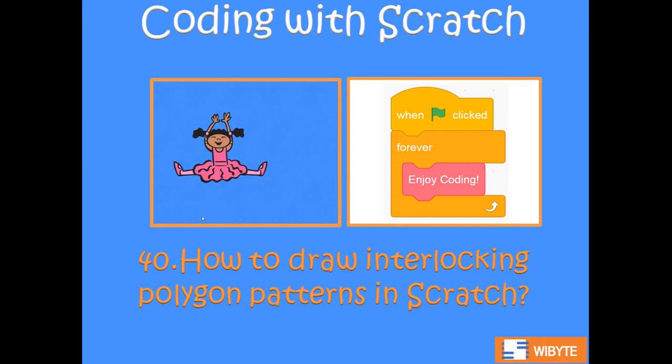From lesson number 36 to lesson number 38, we saw how we can create squares, polygons, circles and so on. And then in lesson number 39, we looked at this thing called the turbo mode. Now we are going to combine all of this and create what we call the interlocking polygon patterns in Scratch, right? So the meaning of this will become clear as we go on.